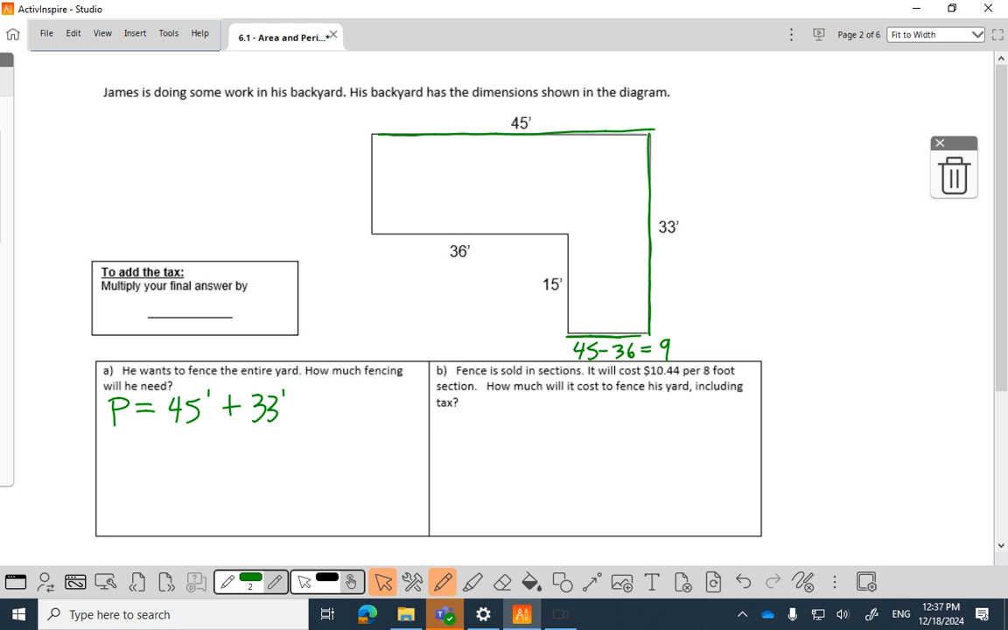So sometimes all the information isn't given to you. You're going to have to use other information to find it. But there's the 9. What's the next one as I go around the outside of this yard? How much is this one? 15. Then there's a, and then a 36. And what's the last one? Oh, take the 33, subtract the 15. Anyone got their calculator there? What's 33 minus 15? 17. Close. That's good. 18.